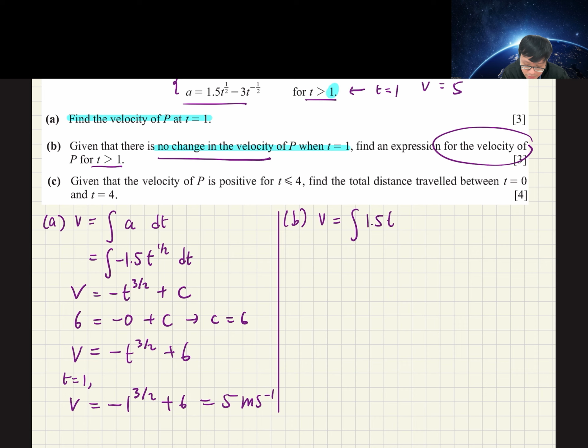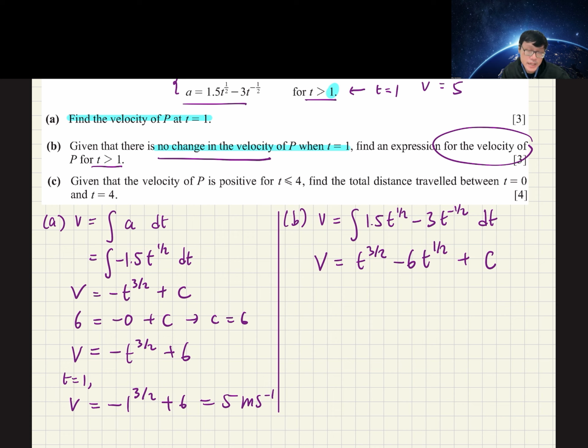Integral of 1.5 t^(-1/2) minus 3 t^(-1/2) dt. So from here, we get t to the power of 3/2. This one becomes minus 3 divided by 1/2, or minus 6 t^(1/2) plus c. Now, how do we find c?